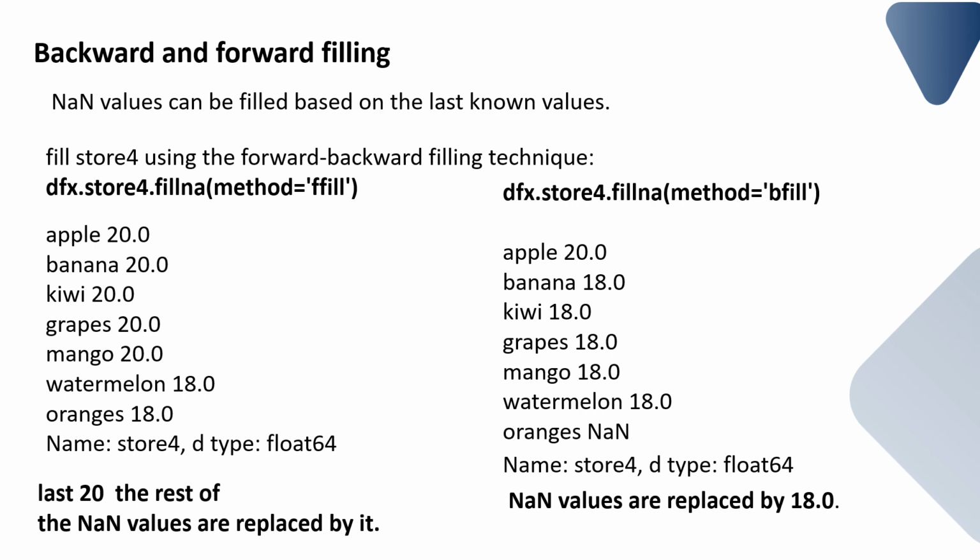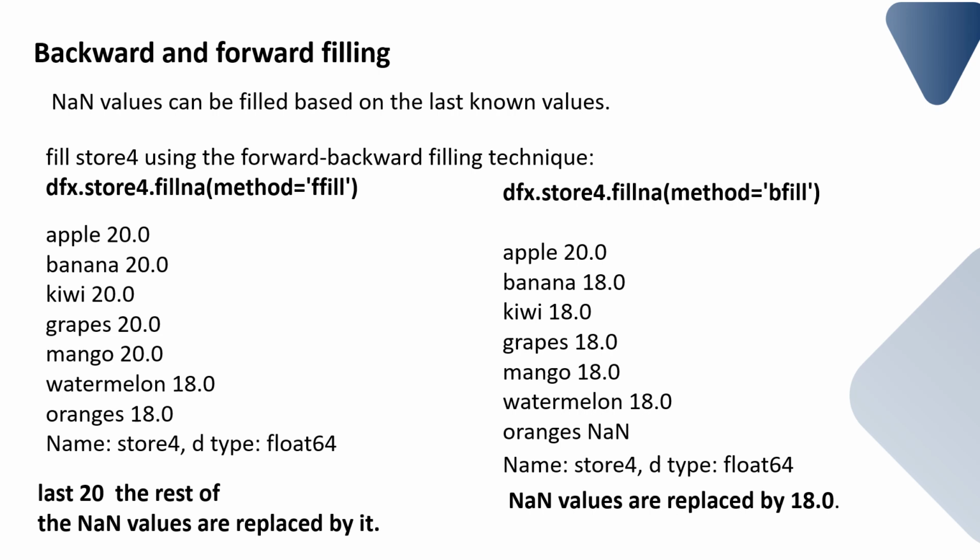The forward filling means first one is apple. Apple value is 20. Okay, it has value. We need not insert a value. Next banana. Banana consists of NaN values. So we need to check the before value. Forward filling. So the apple is 20. Apple is before the banana. So the banana value also 20. It copies the before value.